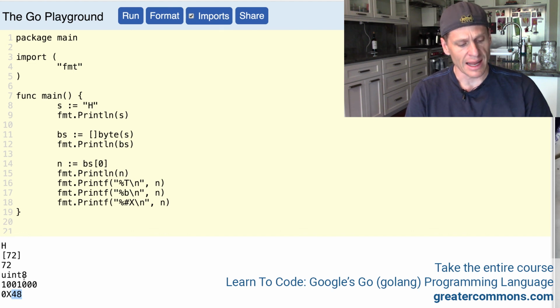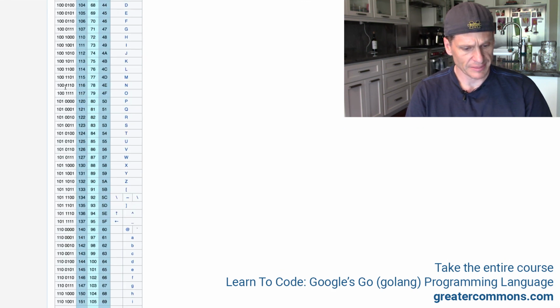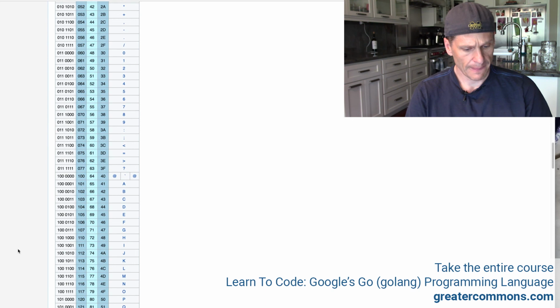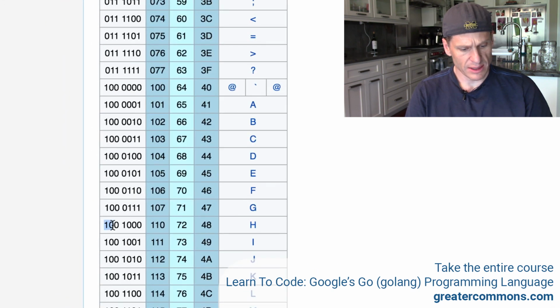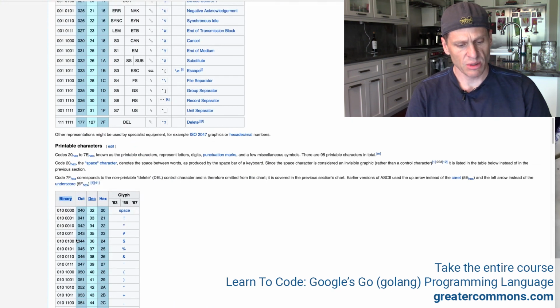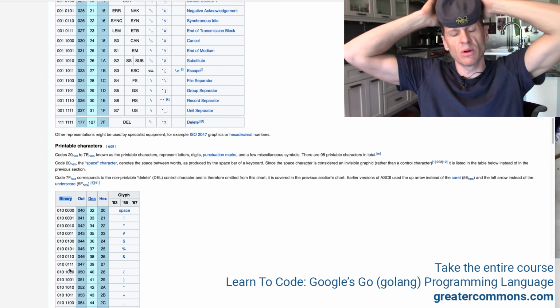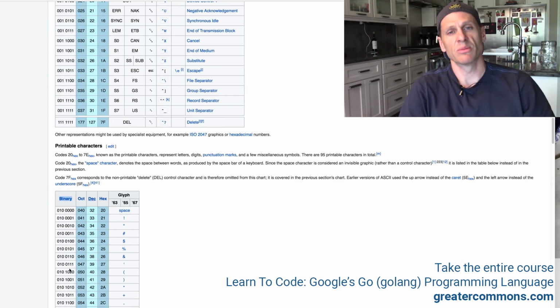And so if we come back over to the ASCII coding scheme and look at capital H, which is right here, we have 1001000, we have decimal 72, we have hexadecimal 48. And up here at the top, binary, decimal, hexadecimal, and then there's oct. So that's cool. Those are the coding schemes. Those are the numeral systems.